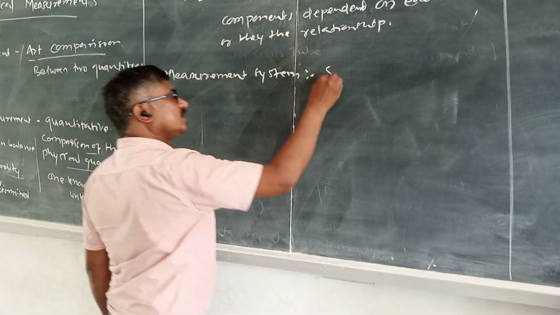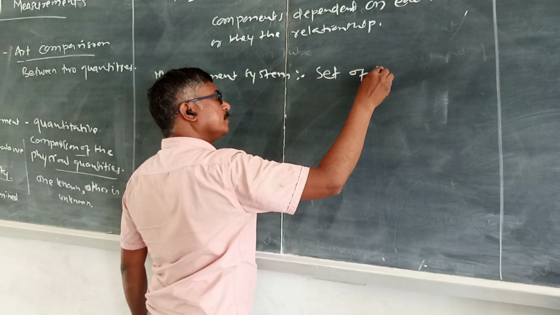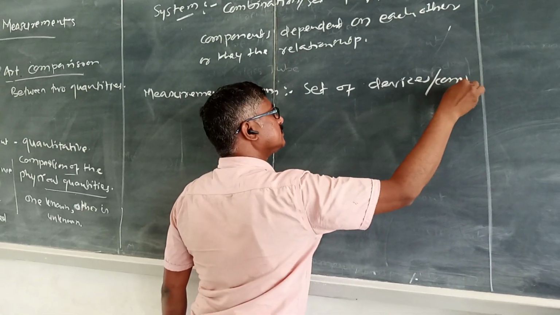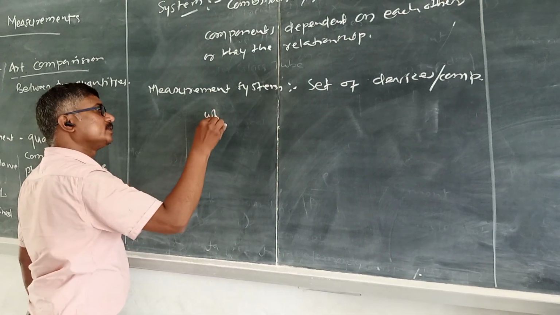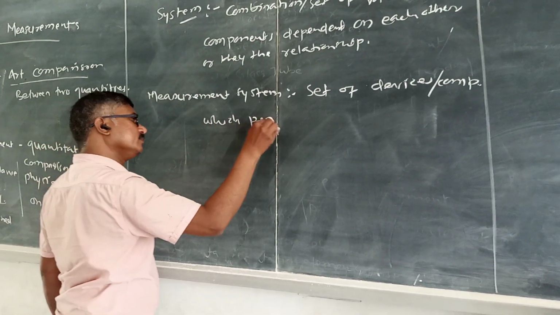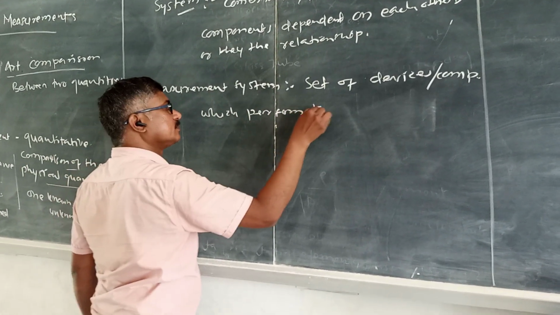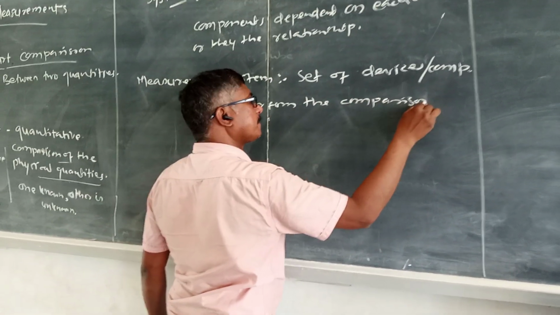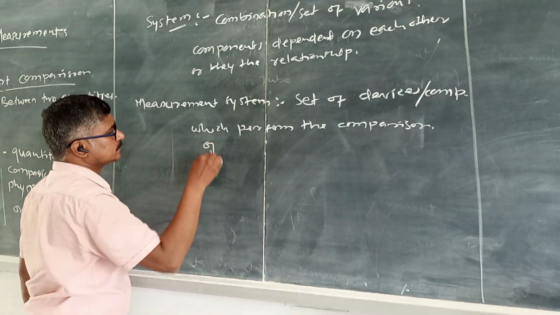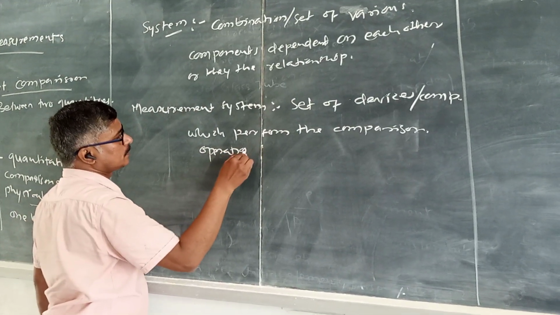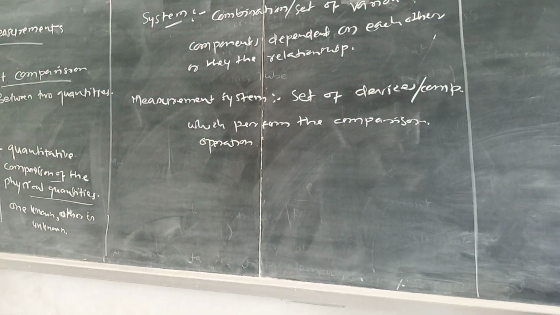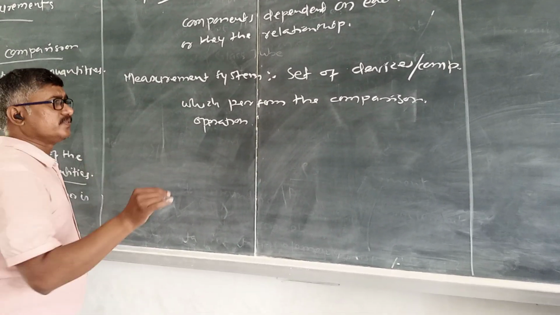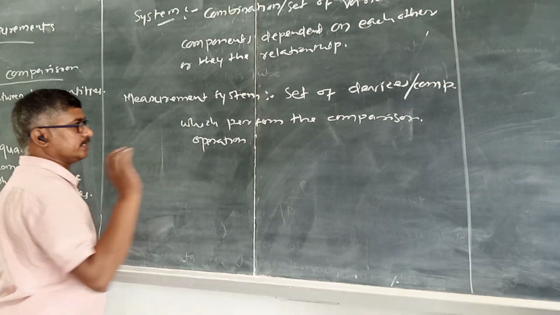Now a mechanical measurement system is a set of devices or components which perform the comparison operation to determine the value or quantity or amplitude of the particular physical quantity.